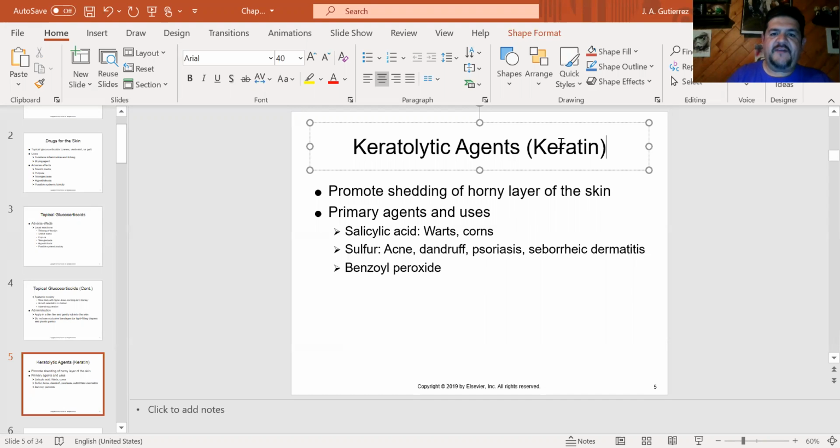So regarding that, we have salicylic acid. That is very specific for warts. Also, we have sulfur, and that can be used, besides breaking keratin, for acne, dandruff, psoriasis, and seborrheic dermatitis. And also we have benzoyl peroxide, a variation of hydrogen peroxide. So all these are agents that help with the breakdown of keratin.